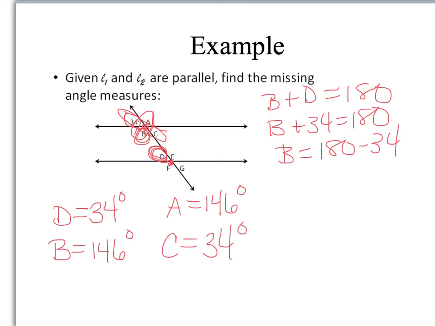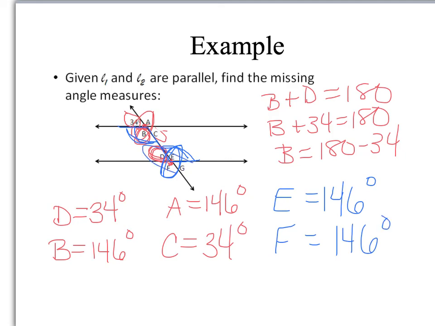Angle B and angle E are what we call alternate interior angles. They are on opposite sides of the transversal, but they are within the parallel lines, and alternate interior angles are congruent. Angle E and angle F are vertical angles, so they are congruent. And angle D and angle G are vertical angles, so they are congruent.